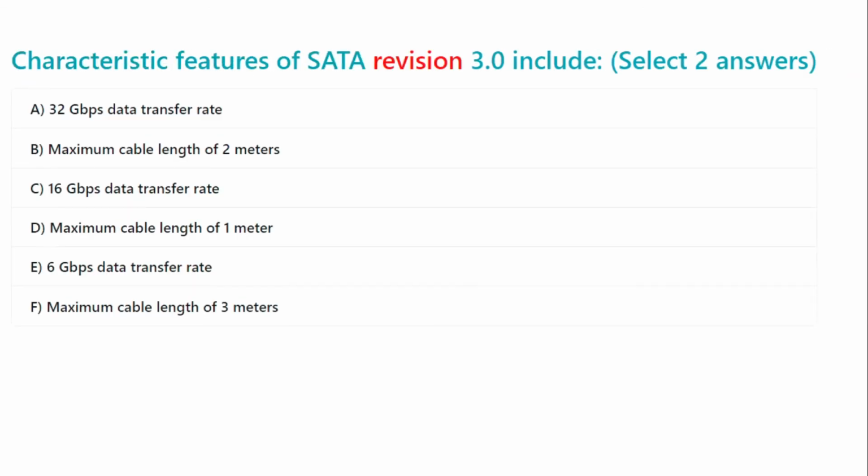Characteristic features of SATA Revision 3.0 include, select two answers. A. 32 Gbps data transfer rate. B. Maximum cable length of 2 meters. C. 16 Gbps data transfer rate. D. Maximum cable length of 1 meter. E. 6 Gbps data transfer rate. F. Maximum cable length of 3 meters.